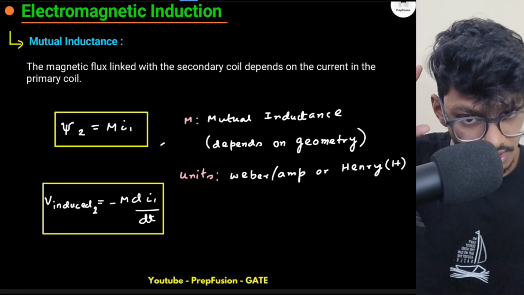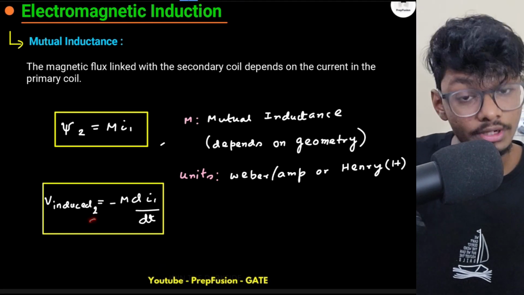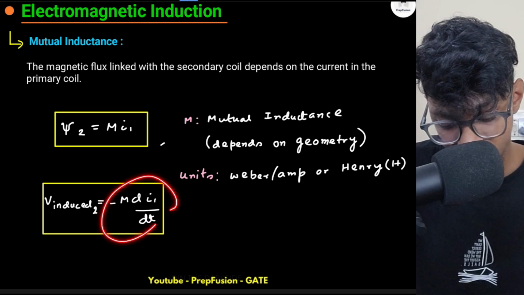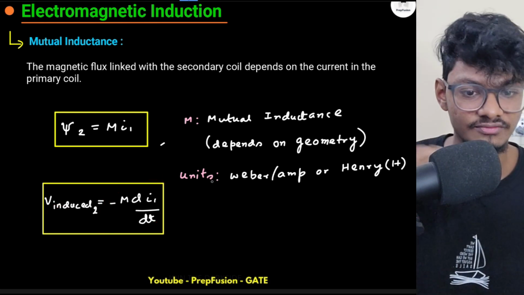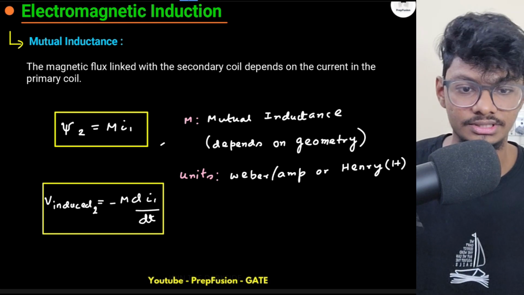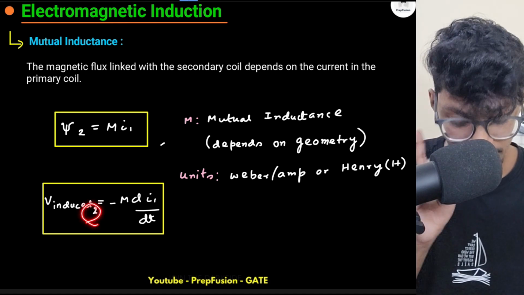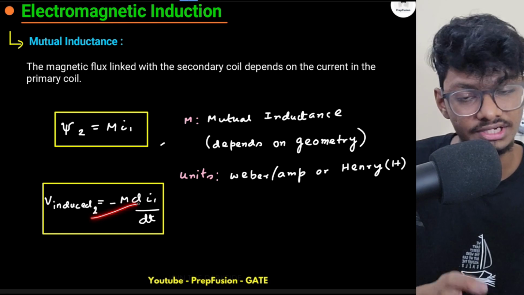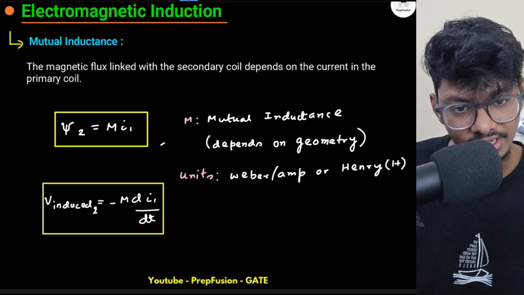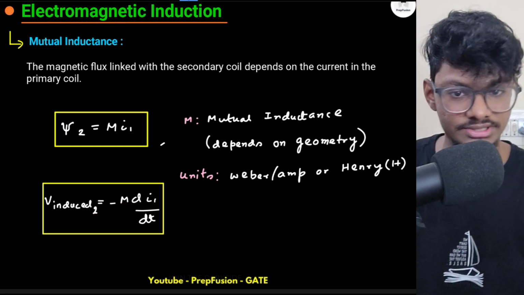And the voltage induced in coil 2 due to change in current I1 is given by this relationship: V induced 2 equals minus M dI1 by dt. So just understand this: voltage induced in the second coil due to a current change in the first coil. That's why this is known as mutual inductance, because they are two separate coils. They are not the same coil.